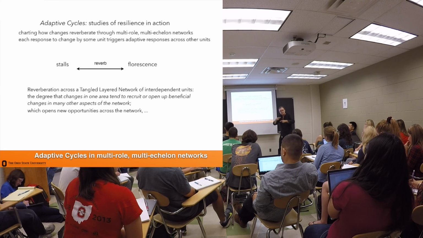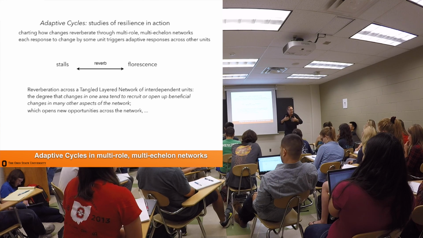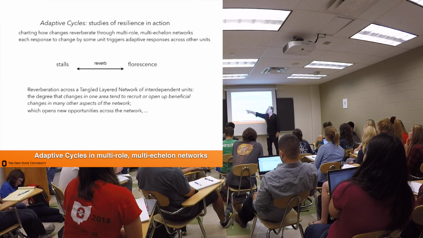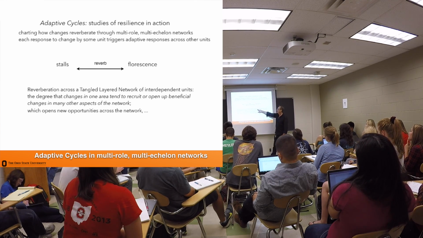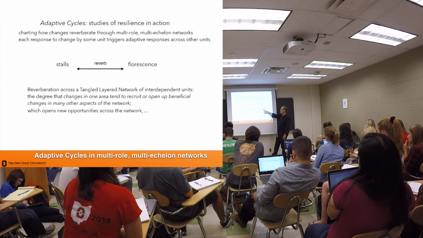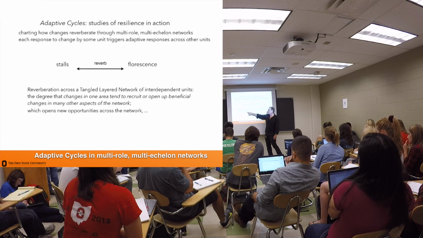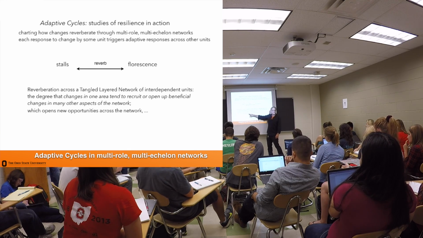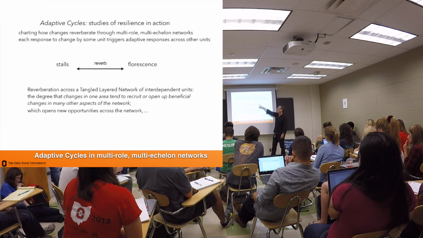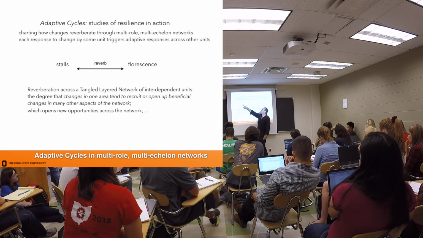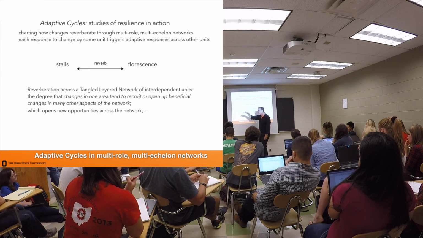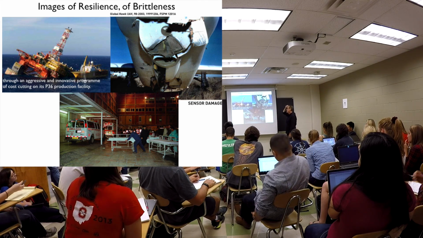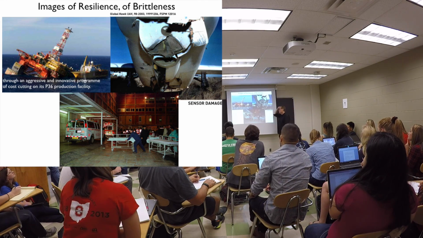But we want to start studying more how this fluorescence process happens, how it stalls out, how things reconfigure into new systems. Right? So we're seeing reverberations of changes across a tangled layered network of interdependent units. Changes in one area recruit or open up beneficial changes in other aspects of the network, which opens up new opportunities across other parts of the network. So fluorescence and stall, adaptive cycles. That's what we're going to play with. We can see these in lots of places. We can see workarounds.